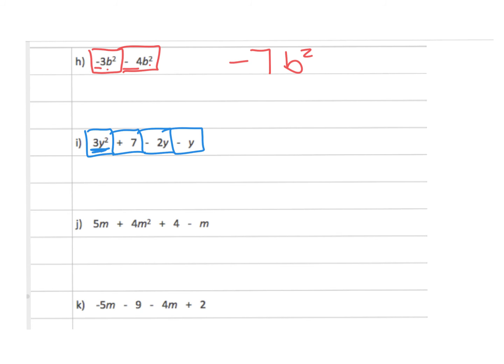This y squared is all by itself. There isn't any other y squared, so we're just going to bring that over. 3y squared, done with that one. Now I've got a y here and a y there, but this is a minus 1y. So I got minus 2 minus 1. That gives me minus 3y. And the plus 7 I can just add onto the end.